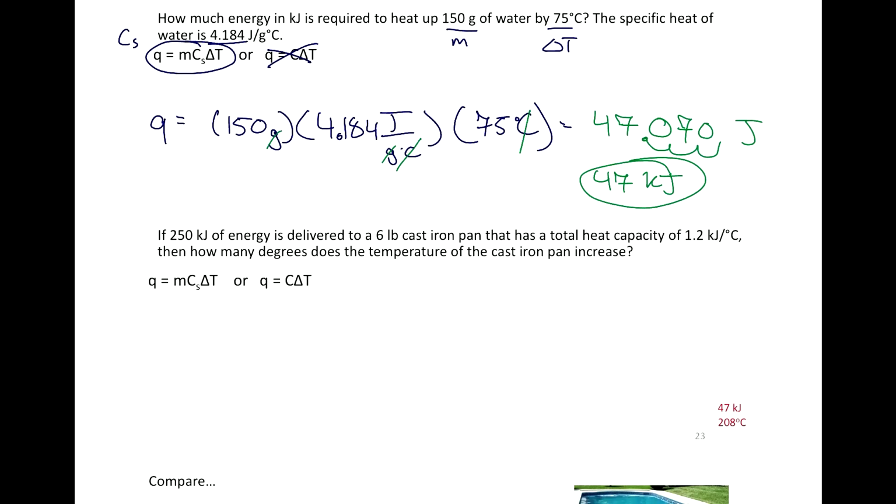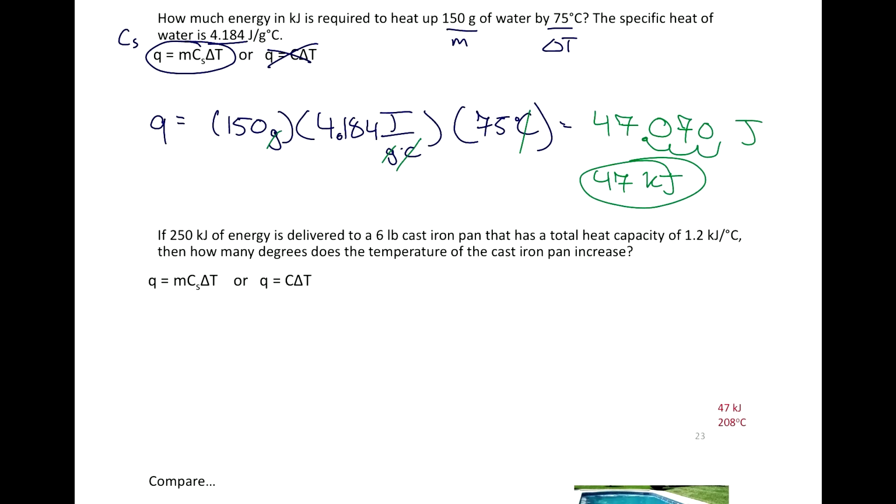Okay, one more. If we deliver 250 kilojoules of energy to a 6-pound cast iron pan that has a total heat capacity of 1.2 kilojoules per degree Celsius, how many degrees does the temperature of the pan increase? So notice the units that I give you. Which equation are we going to use? Q equals mcΔT or Q equals CΔT?